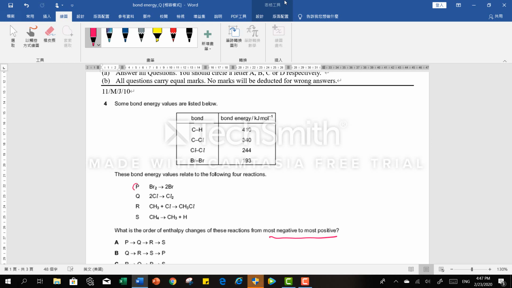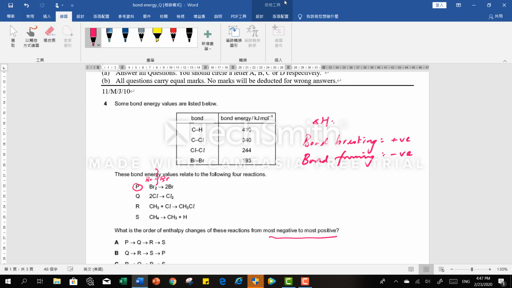Now for P, the Br-Br is broken down into two bromine atoms, right? So on the product side, they are not going to form any new bonds. They are separate, the two bromine atoms. So you just have to consider the bond breaking. If you remember, the bond breaking in chemistry is positive. I'm talking about the enthalpy change, okay? And the bond forming is negative, right? It's very easy to understand because you require energy to break down the bond.